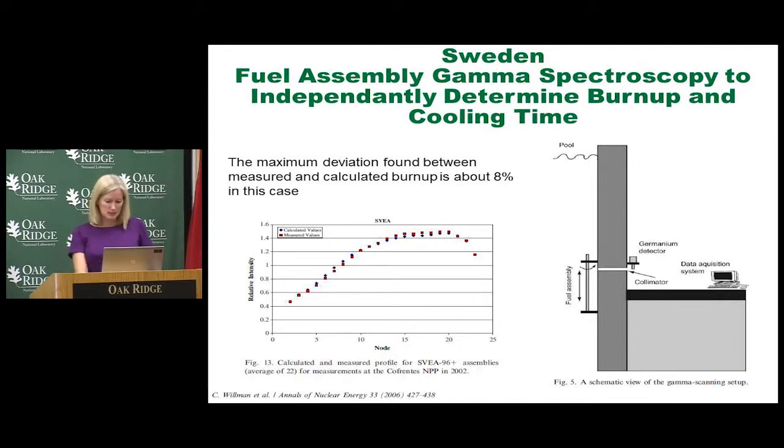Here, again, is the same slide I showed you earlier. This is Sweden, and they're looking at gamma spectroscopy along the axial profile of the fuel assemblies. They determined that the maximum deviation between the measured and calculated burnup is about 8%. They're using boiling water reactor assemblies here, so you can see the axial profile is very difficult. There's a huge change in the burnup along the axial profile.